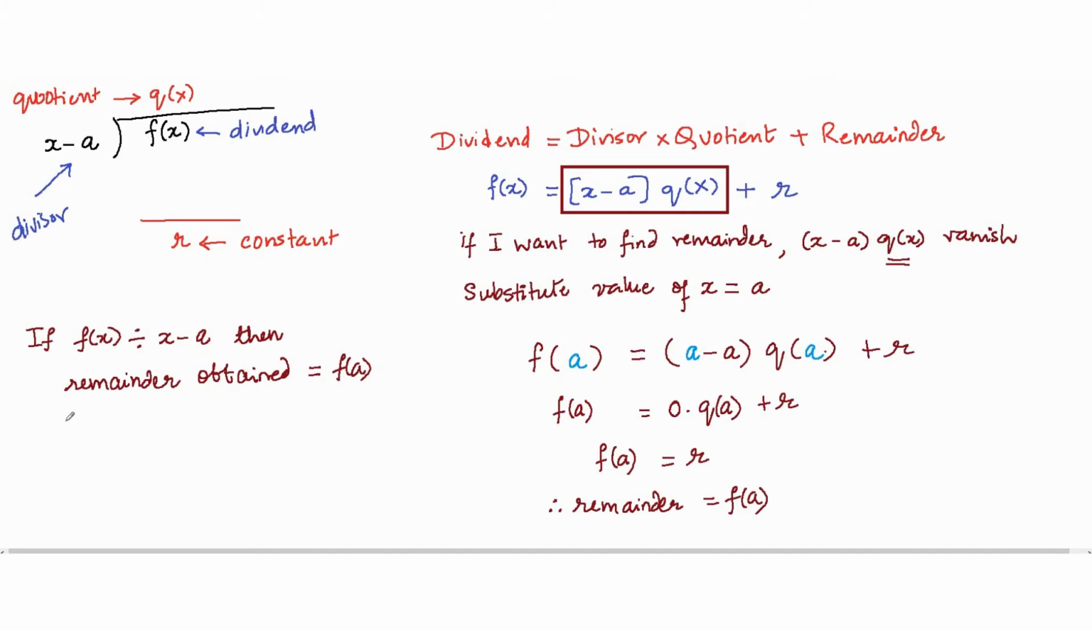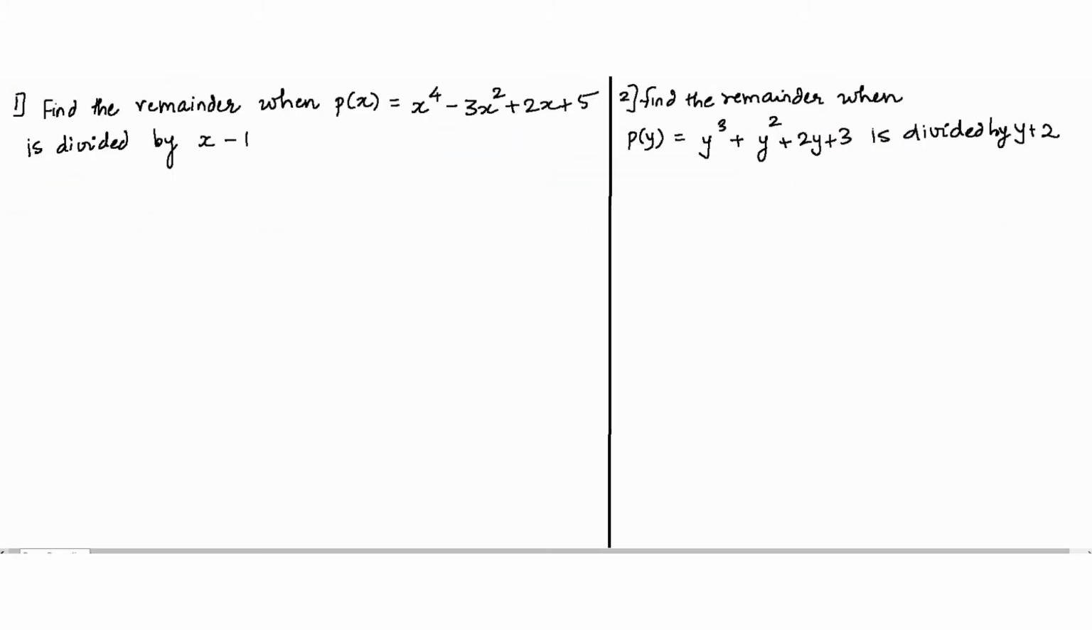Okay, let us take some questions now based on the remainder theorem. So let's consider these two examples. Find the remainder when p of x equals x raised to 4 minus 3x square plus 2x plus 5 is divided by x minus 1. So let us note down the dividend that is given.